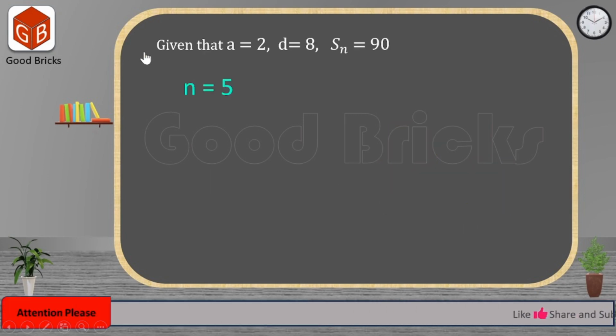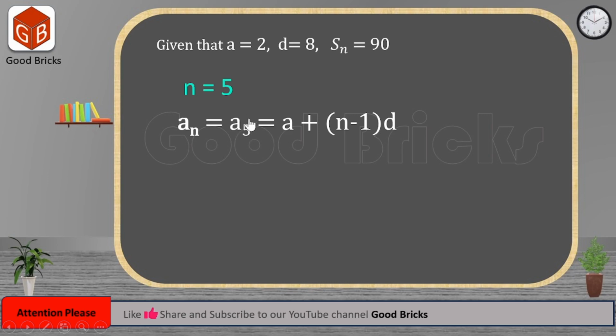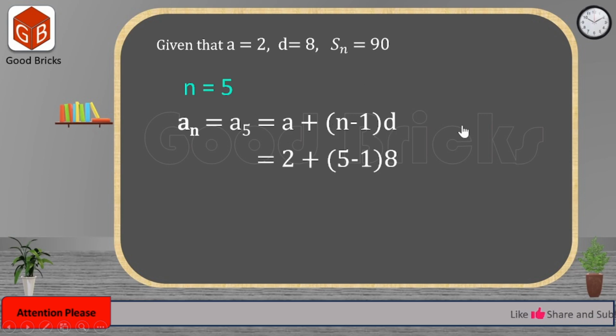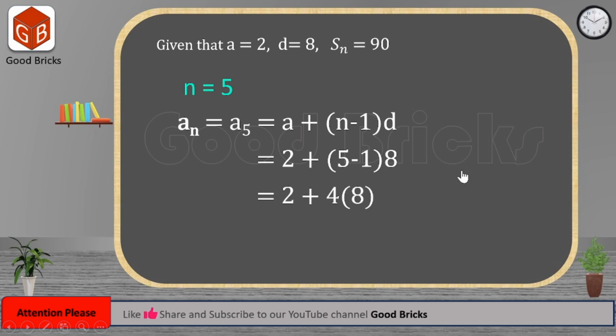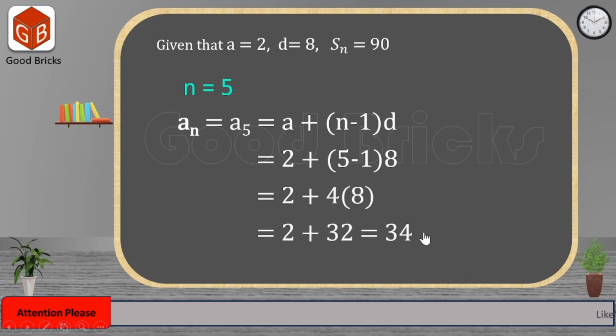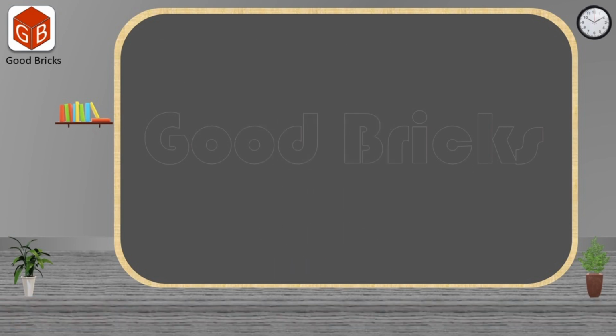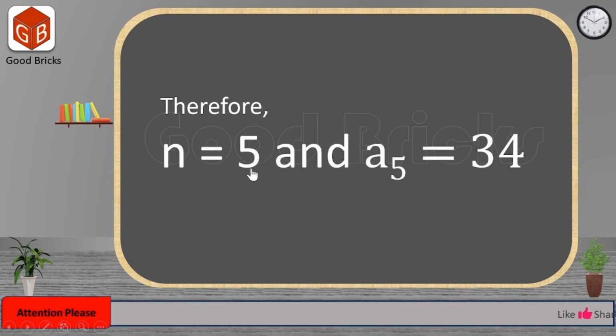Just now we got the value of n is equal to 5. So now let us find an, which is nothing but a5, using the formula a plus n minus 1 into d. In this formula, we need to substitute a is equal to 2, n is equal to 5, d is equal to 8. So when you substitute, you can write as shown here. Here 5 minus 1 is nothing but 4, and after simplification you will get 34. What is this? a5, the nth term. So finally we got the value of n is equal to 5. The fifth term, which is nothing but an, we got 34.